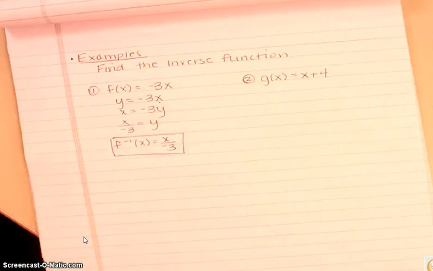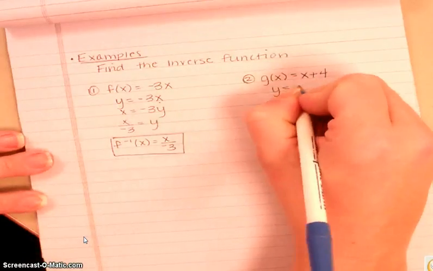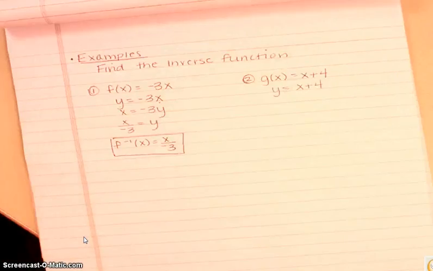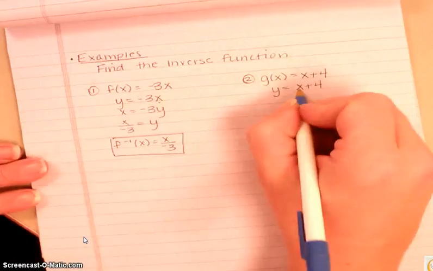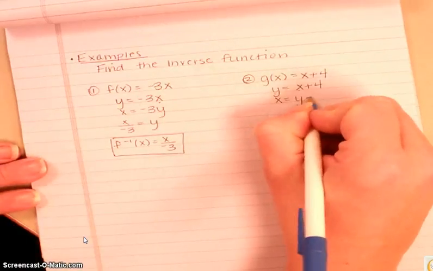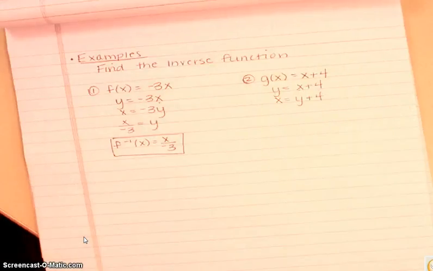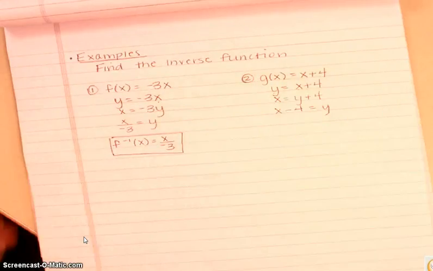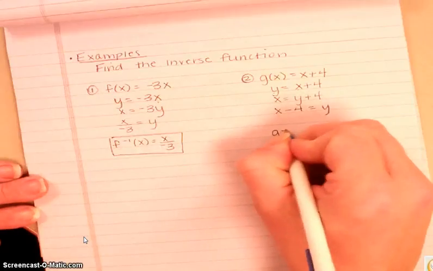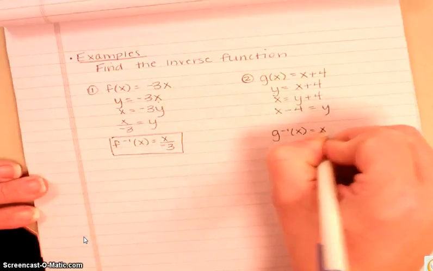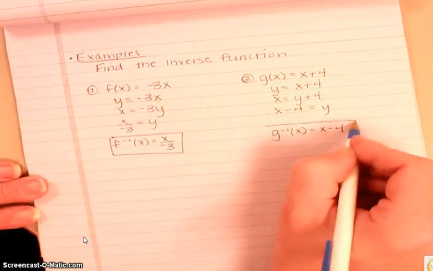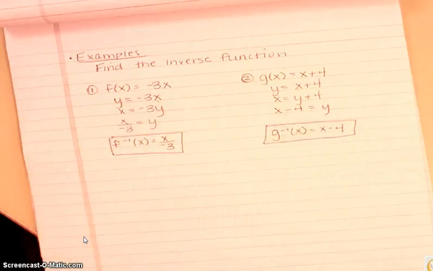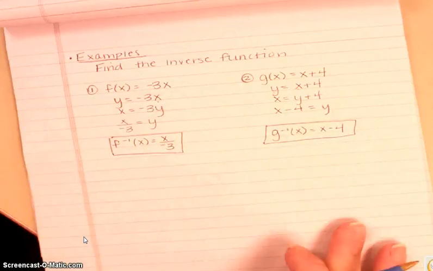First step, y equals x plus 4. Second step, flip-flop. Third step, solve for y. So I'm going to subtract that over. Last step, put it back in function notation. So in this case, it's a g. Now, if you write f of x and it's supposed to be a g of x, I'm not going to mark it wrong. Don't worry. Okay, I know the f of x is kind of our go-to.